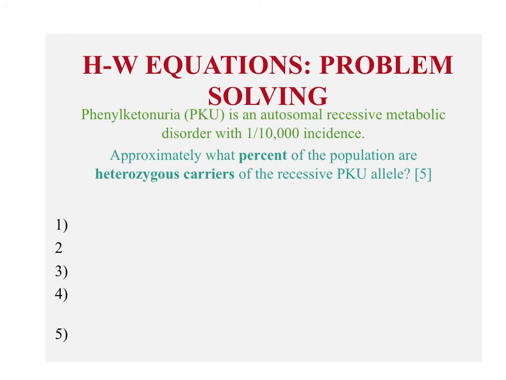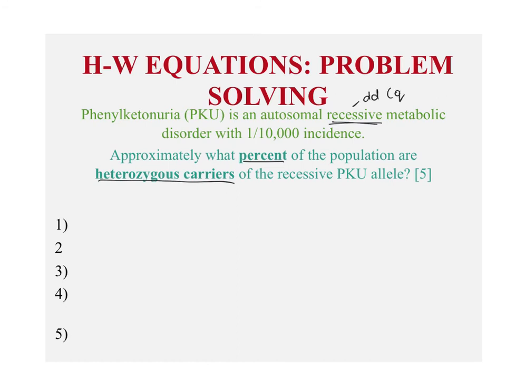So let's take a look at the information that we've got on this question. We know that it is a recessive metabolic disorder with a 1 in 10,000 incidence. And we're looking for the percent of the population that are heterozygous carriers for the recessive PKU allele. Now you can pick any letter you like to represent this condition, and I'm going to use a D for disease.